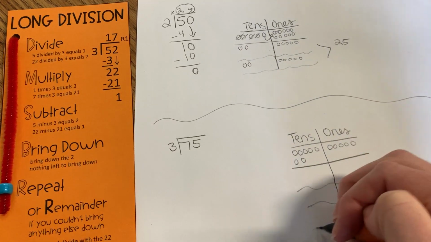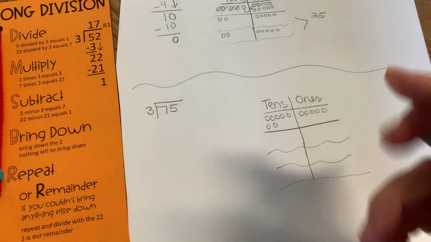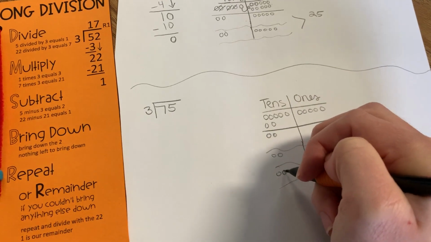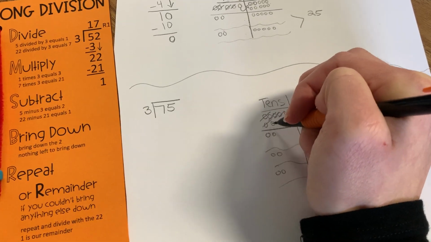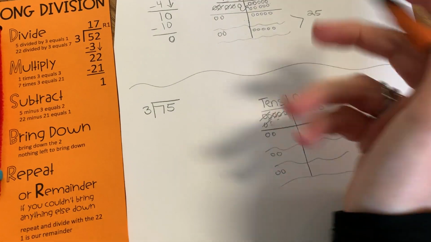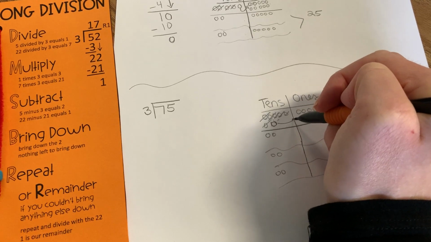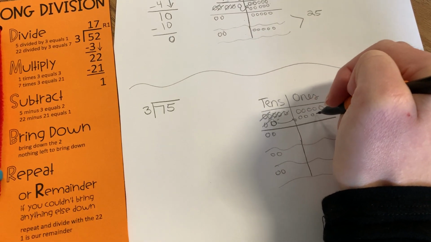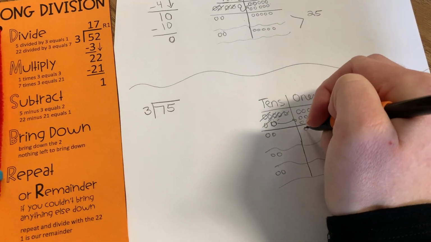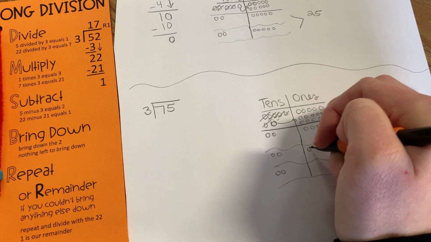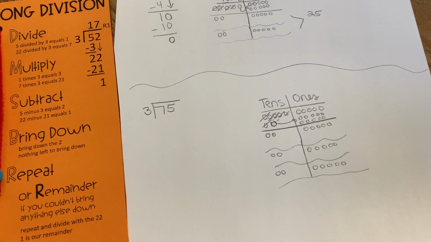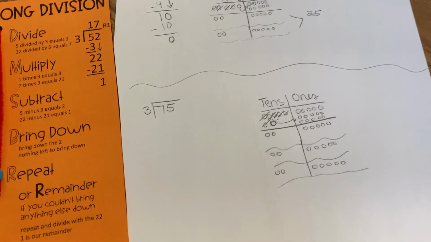1, 2, 3. 3 groups that it's being divided into. I can easily put 2 tens in each group. But then I still have this 1 ten left over. I'm gonna break it down into ones so that it's easier to share. Now I have 15 ones. Well, I can put 5 ones in each. And I have my answer. I'm not gonna tell you what the answer is, but I have my answer.